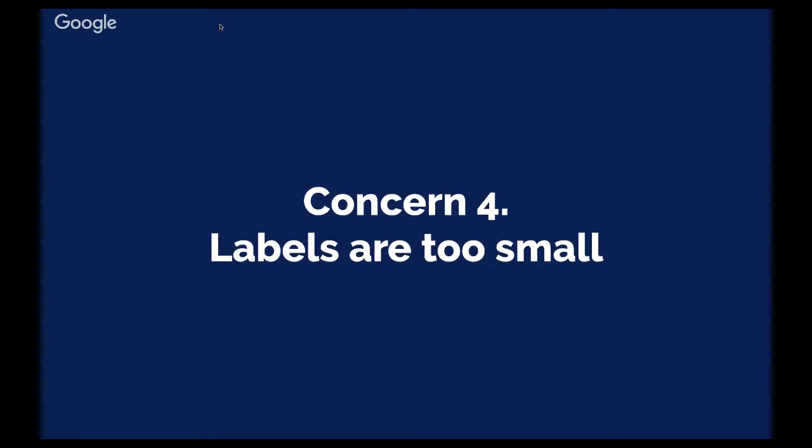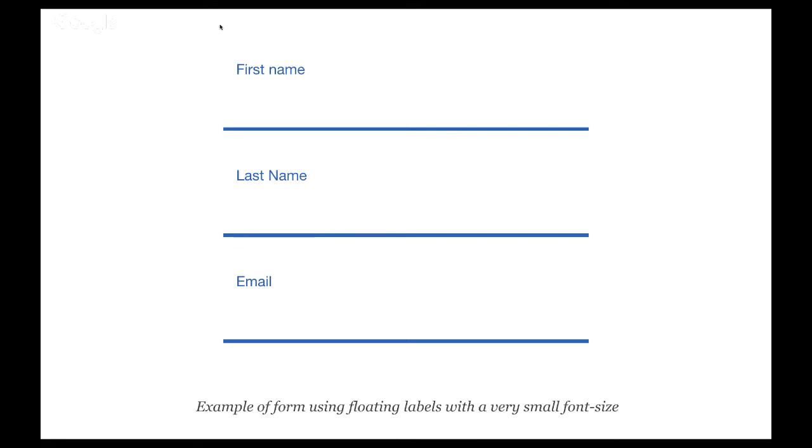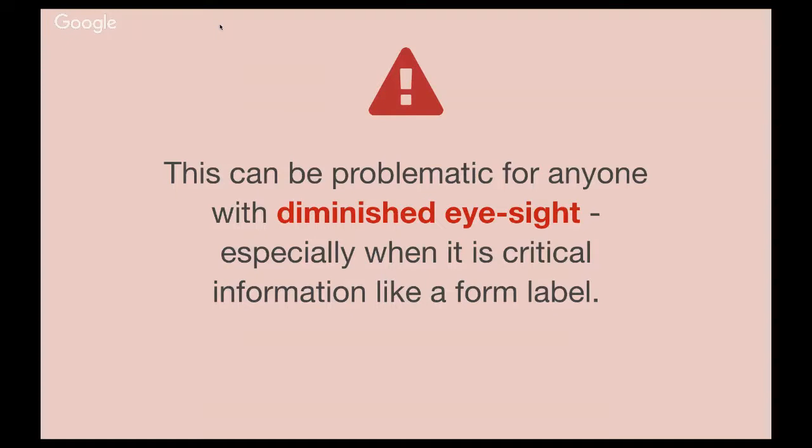The fourth concern is about this idea that some of the labels are just too small. So I've seen examples where people make this label a tiny, tiny little thing that slides up out of the input, and it's a very small font size. So here's a quick diagram of that, and you can see that we have first name, last name, and email. They're very, very small. And on a small screen, you'd have to really squint or increase the font size to see it. So that could be problematic for a range of users, but particularly people with diminishing eyesight. And again, it's especially important. This is critical information. The label associated with the form control is really important to get right.